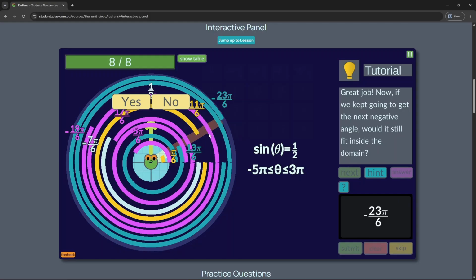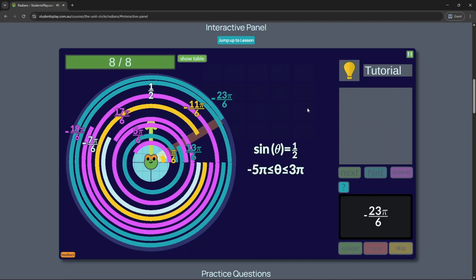Great job. Now, if we kept going to get the next negative angle, would it still fit inside the domain? Interesting question. So I just said negative 5 pi is like 2 rotations and then a half rotation, and we wouldn't be able to keep going, so we'd miss out on that one. Thinking about numbers, we get the 19 and add 12 to it, which would be 31, and that's bigger than the 30 that the 5 is. So, no, would not fit. Yeah, so the next angle that would work would be negative 31 pi on 6, but negative 31 pi on 6 is bigger than negative 5 pi, or negative 30 pi on 6. So we found all the answers for this question.